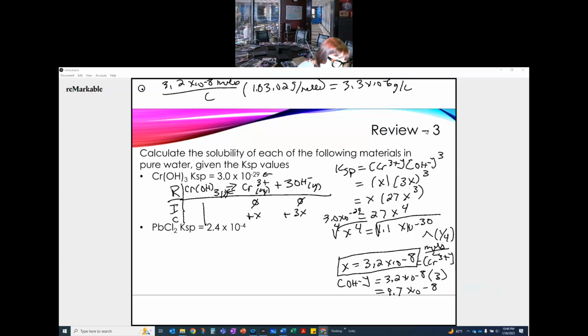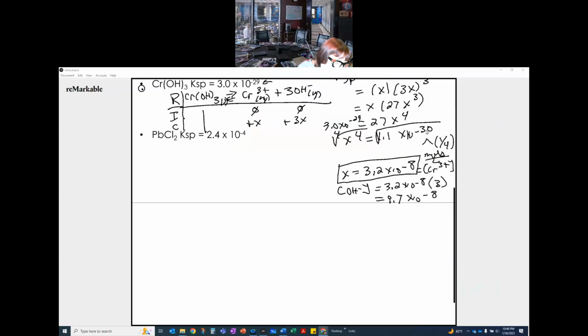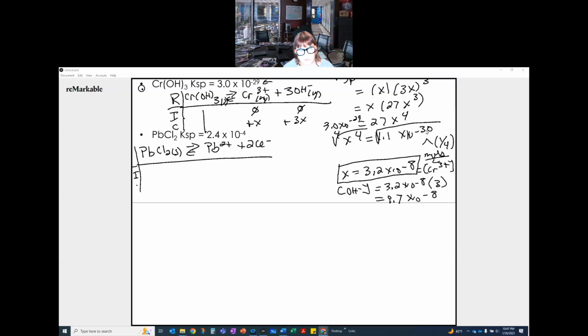Now, if I want to talk about this other one, this PbCl2, I'm going to start in the same way. PbCl2 is a solid. It becomes a Pb2 plus and 2 Cl minus. I know that that is going to be my setup for a rice table. And I'm not going to put the R, but I know that it's there and implied.